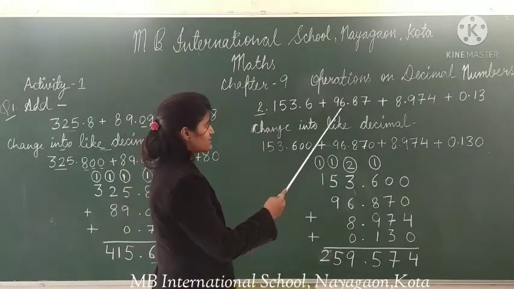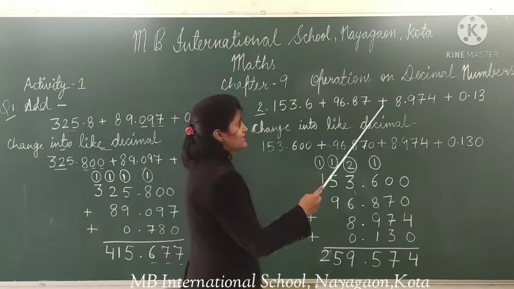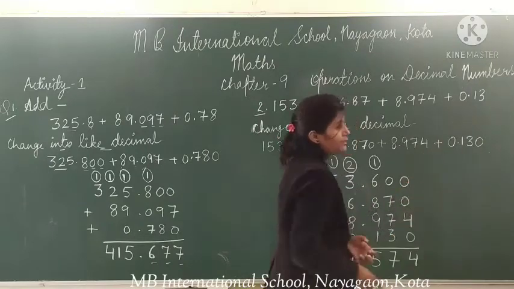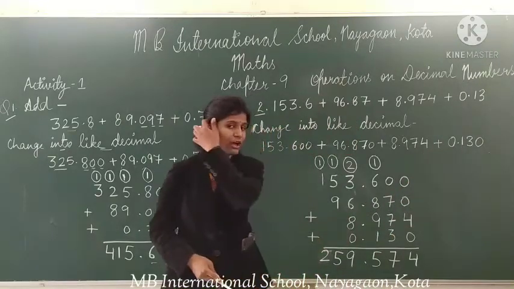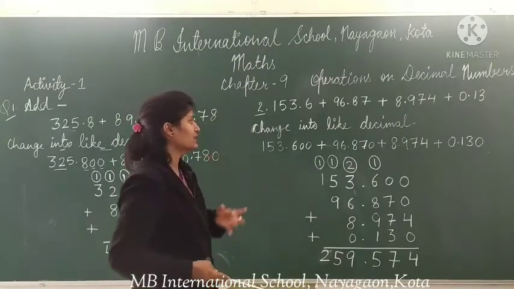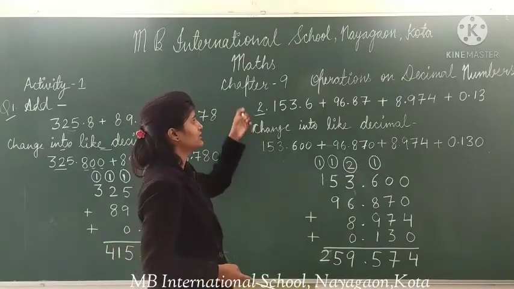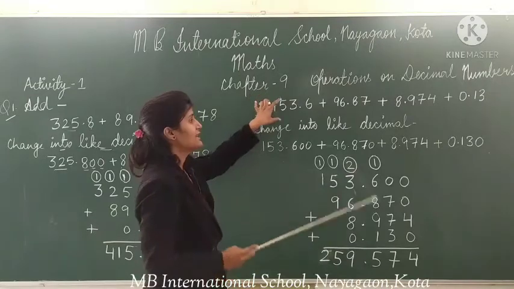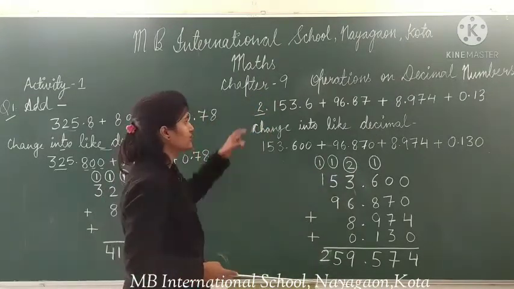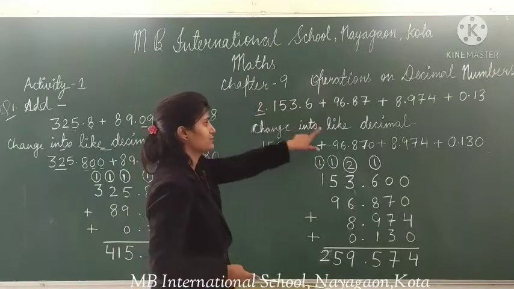Similarly, one more question. 153.6 plus 96.87 plus 8.974 plus 0.13. Now we have 4 decimal numbers. How many decimal numbers do we have? We have 4 decimal numbers. First, again you have to change or convert all the decimal numbers into like decimals. You have to convert all the decimal numbers into like decimal.